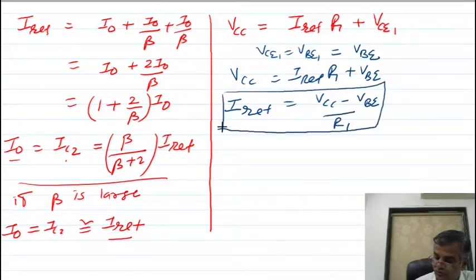This is useful in a numerical. Okay. So I can also write VCC by R1. I do not mind, since VB is very small.